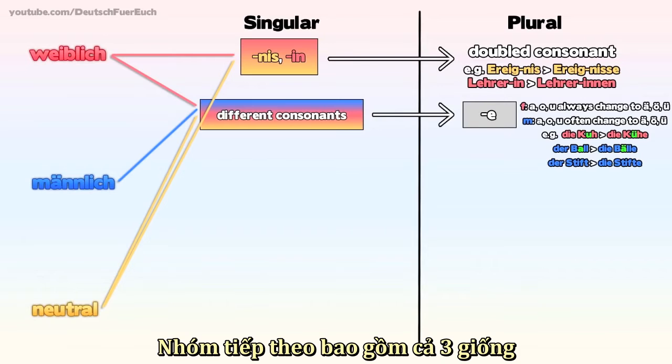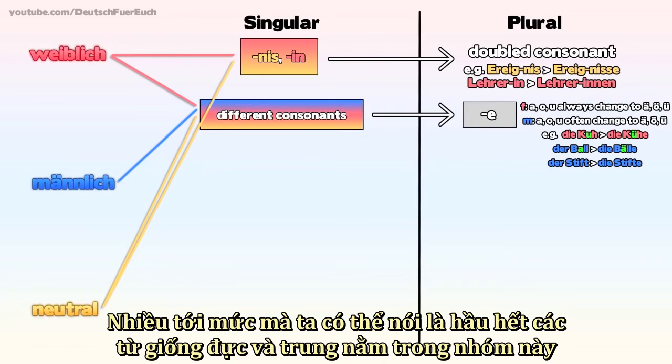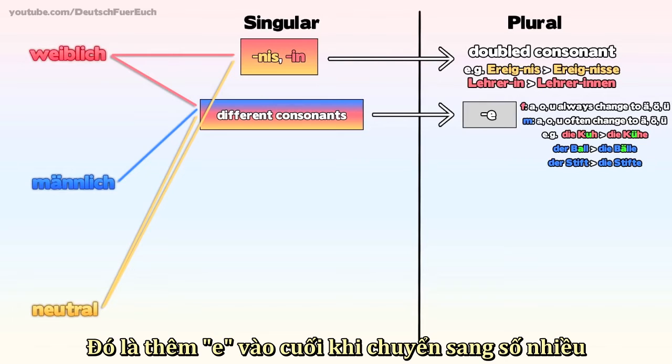This next ending occurs with all kinds of ending consonants and with all 3 genders. Nevertheless, it occurs more often with male and neutral words than it does with female ones. Actually, so much more often that you can say that most male and neutral words fall into this category. And for pluralizing this group, you just add an e at the end.